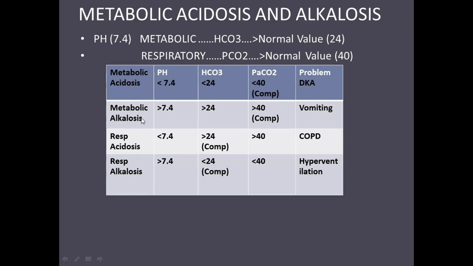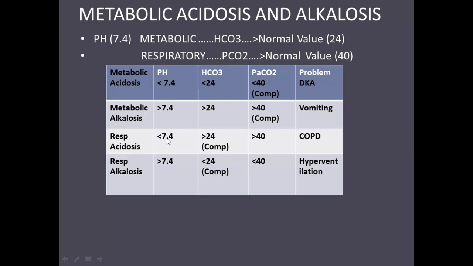However, in metabolic alkalosis, again, the pathology will be bicarbonate that is greater than 24, and pH is greater than 7.4. And what will your compensatory response be? An increase in the partial pressure of carbon dioxide. An example is vomiting, because in vomiting you lose the solute, that is, acid, leaving bicarbonate increased.